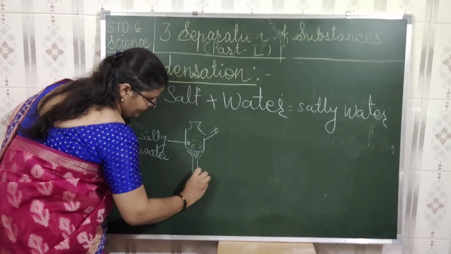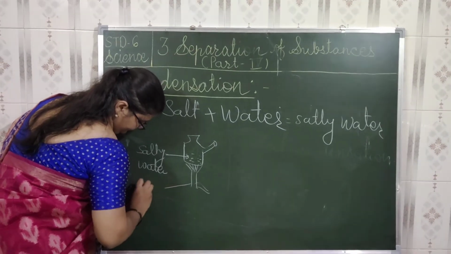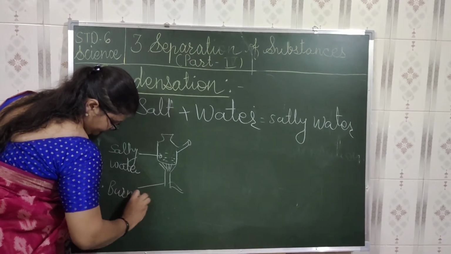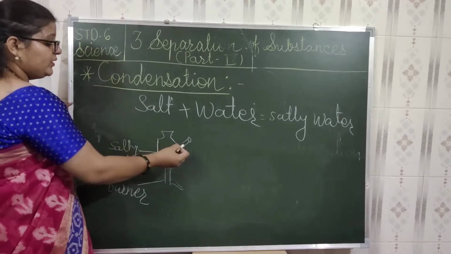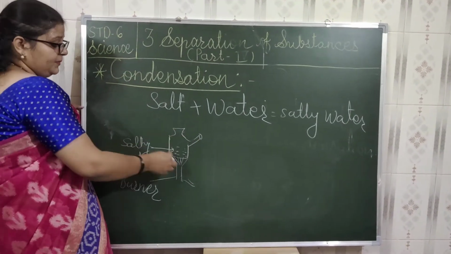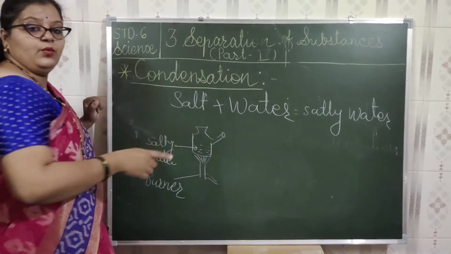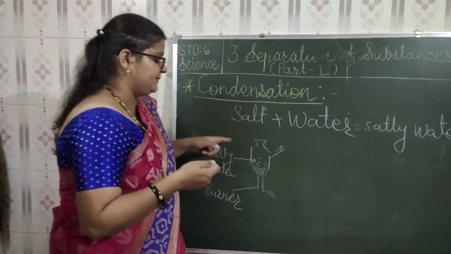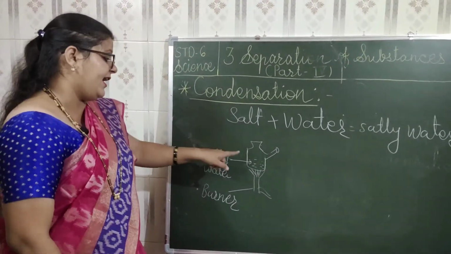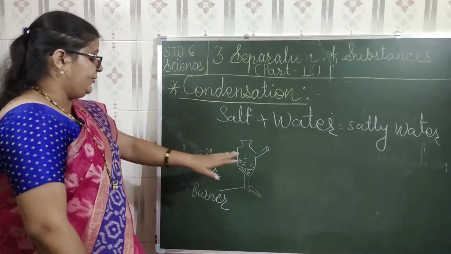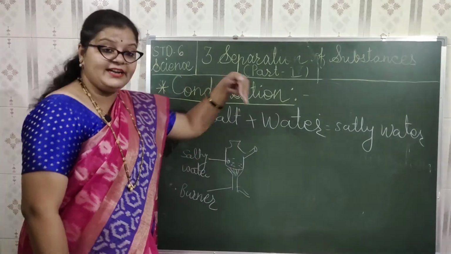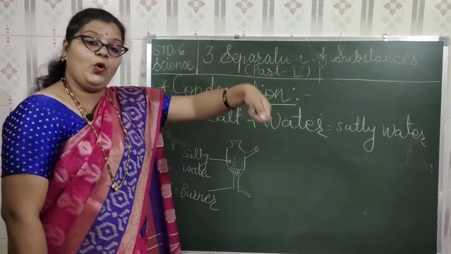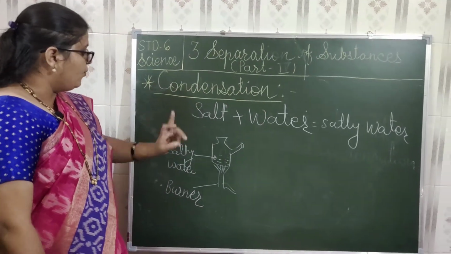So what is going to happen? The burner is given there. This is the kettle which has one spout like this. You must have seen tea vendors carrying tea in this kind of kettle. They have this spout from where they pour the tea into the cups.